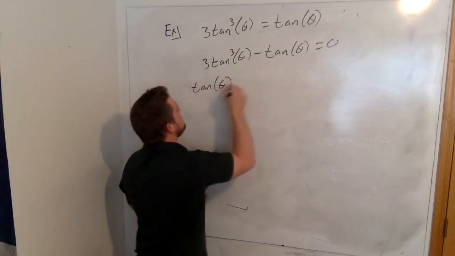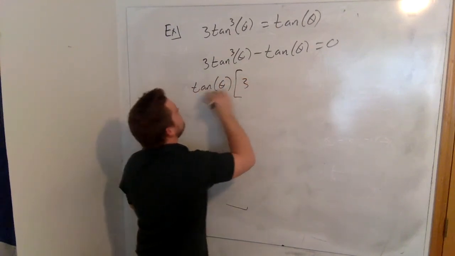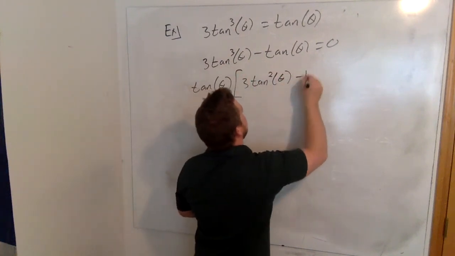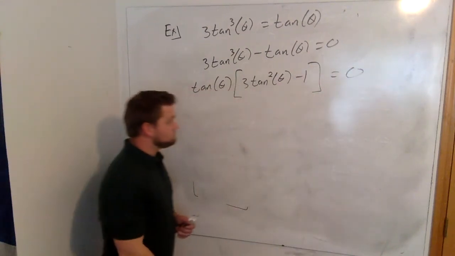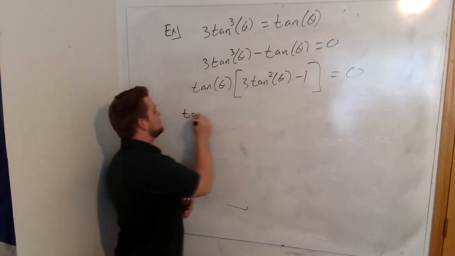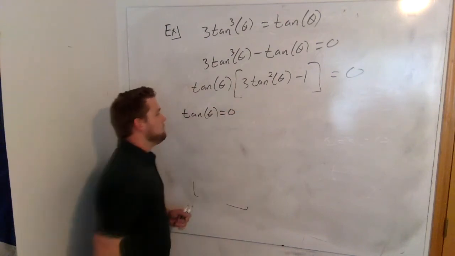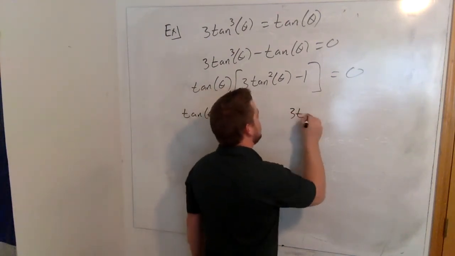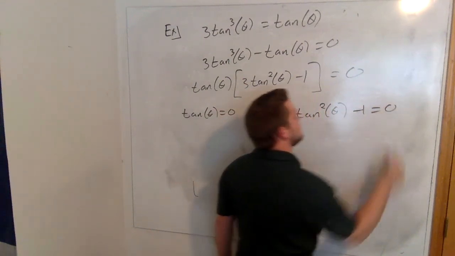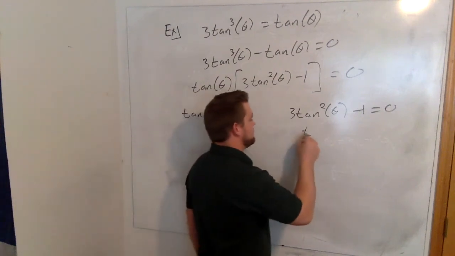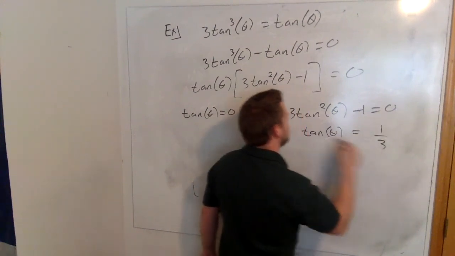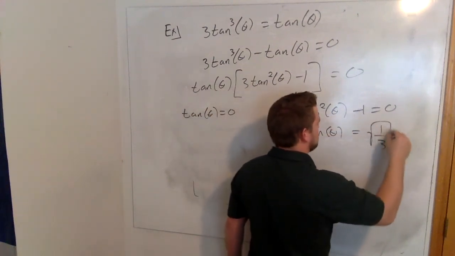So we have tan of theta times 3 tan squared of theta minus 1 equal to 0. Okay, using the zero product property, we have either that tan of theta will be equal to 0, or 3 tan squared of theta minus 1 could be equal to 0, or we would have that the tan of theta, okay, add 1, divide by 3, and then square root both sides.